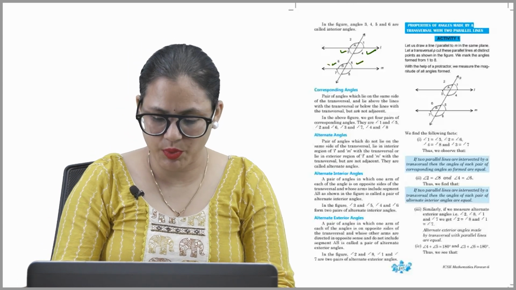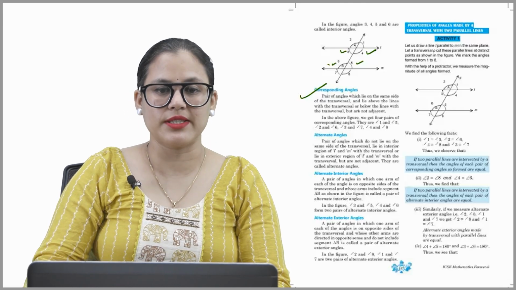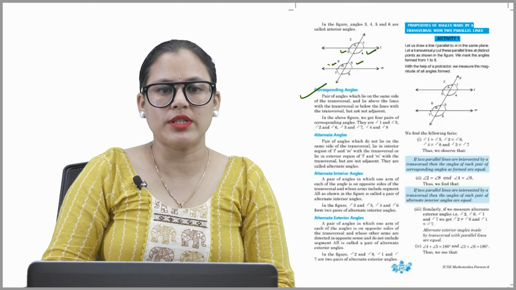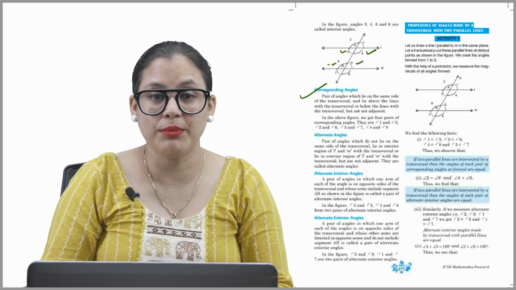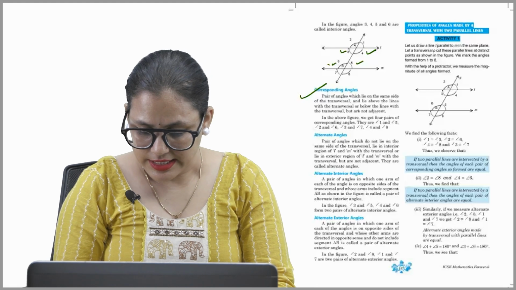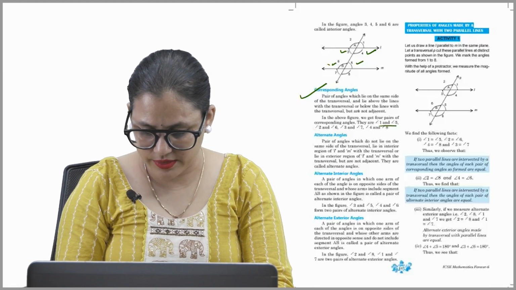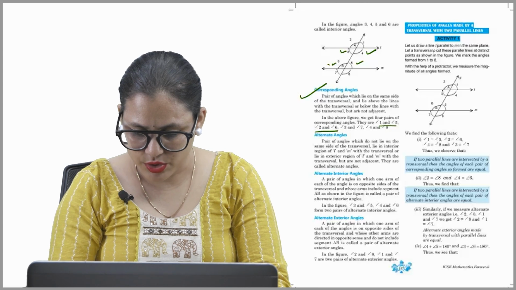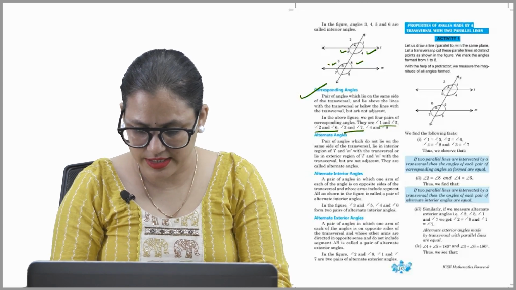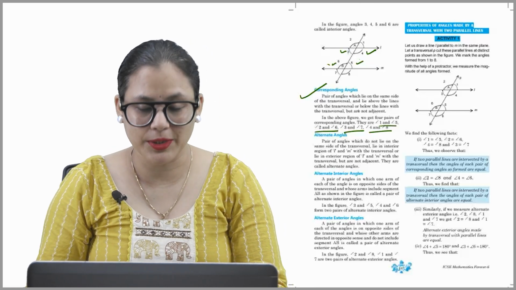Number 2, corresponding angles. A pair of angles which lie on the same side of the transversal and lie above the lines with the transversal or below the lines with the transversal but are not adjacent. In the above figure, we get 4 pairs of corresponding angles. They are angle 1 and 5, angle 2 and 6, angle 3 and 7, and angle 4 and 8. These are corresponding angles.